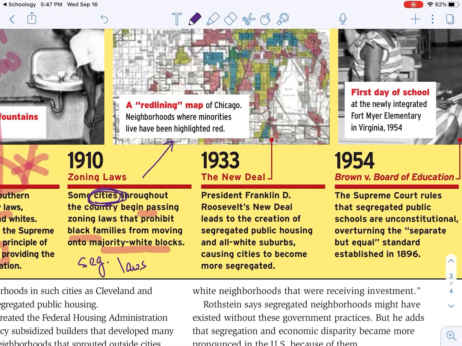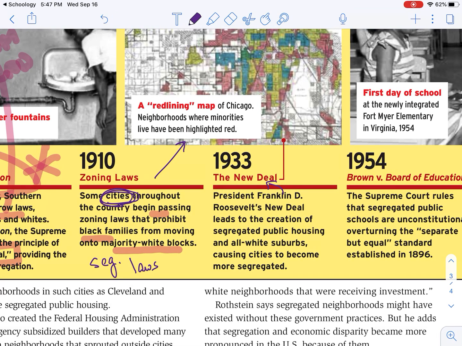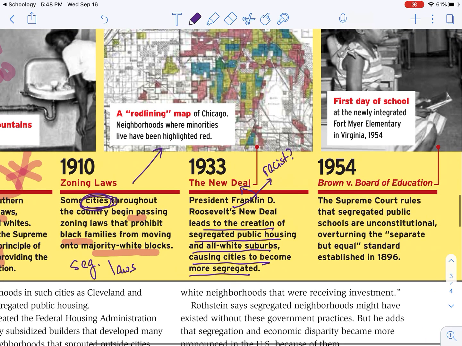Franklin D. Roosevelt, I know his programs were called the New Deal, and I know he became president in 1933. Leads to the creation of segregated public housing and all-white suburbs, causing cities to be more segregated. All right, I don't think of Franklin Roosevelt in this context related to race. I know he had members in his cabinet who were African American, called his Black Cabinet. So I'm wondering, is FDR racist? That's where I'm going with this. Or was he pressured to make some kind of policies?